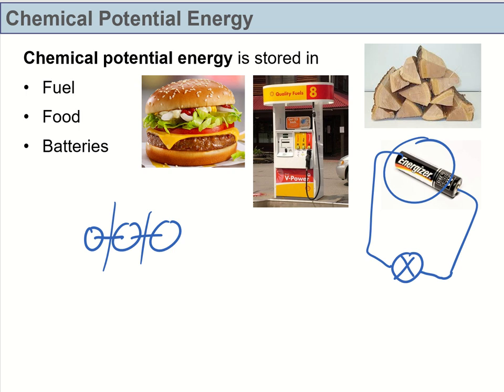We don't have to really be concerned about what's happening inside, but we do know there are chemical reactions, and the energy that's given out will be released as electrical energy. So when a battery is used, it's from chemical potential to electrical energy.